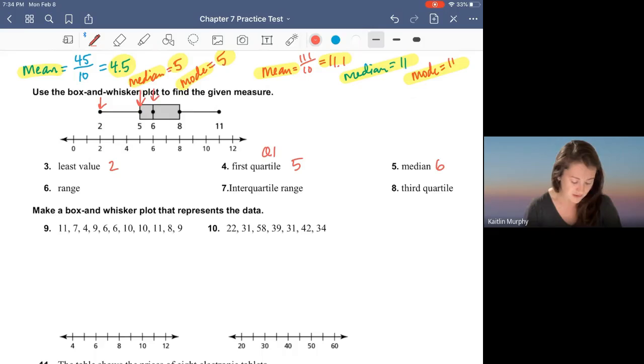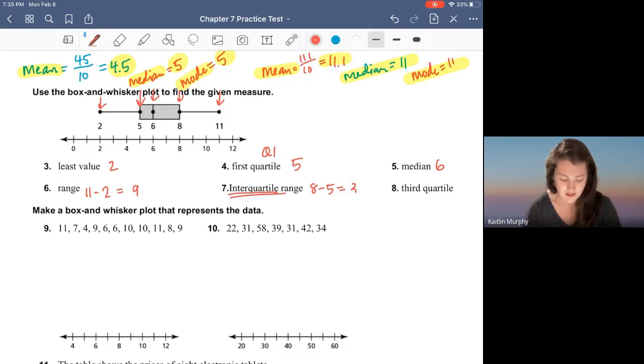The range, okay, the range is the biggest number minus the smallest number, and we have that on our 7.1 notes also. So that's going to be 11 minus 2, because that's our highest number up there. 11 minus 2 is just 9. The interquartile range, inter means inside the quartiles, so that's just from 8 to 5, so that's 8 minus 5, which is 3.